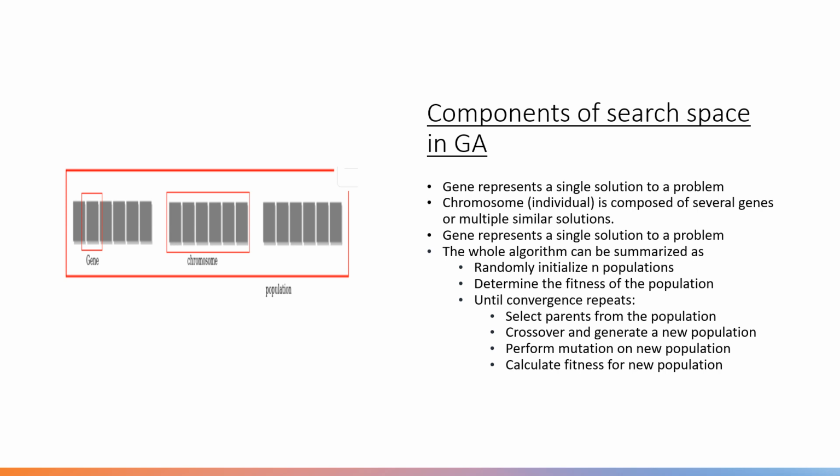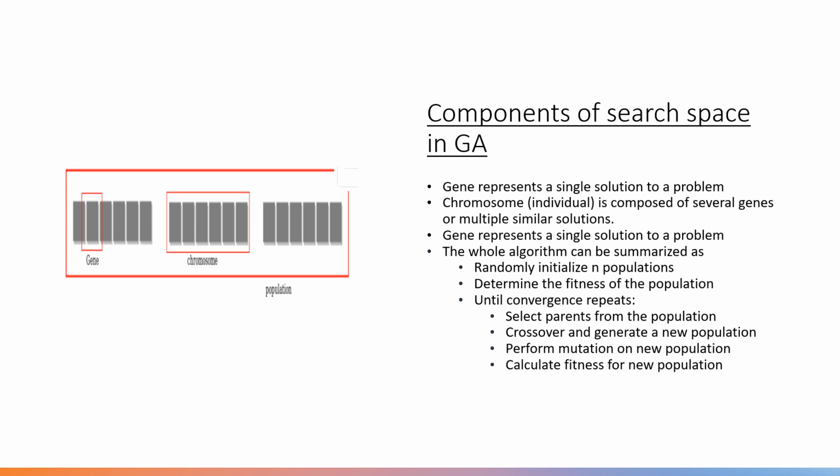The components of the search space in GA. The gene represents a single solution to a problem. The chromosome, that is the individual, is composed of several genes or multiple similar solutions. The population of individuals is maintained within the search space, that is, all solutions of the problem.